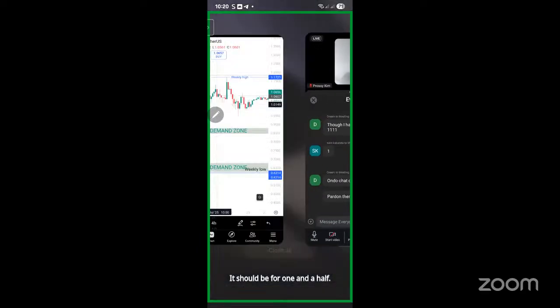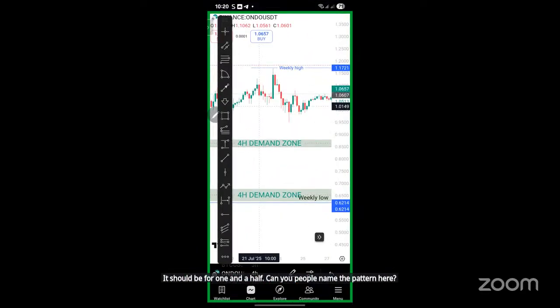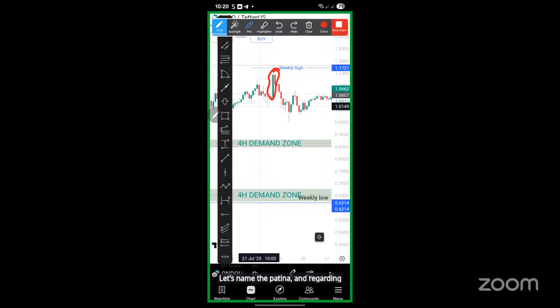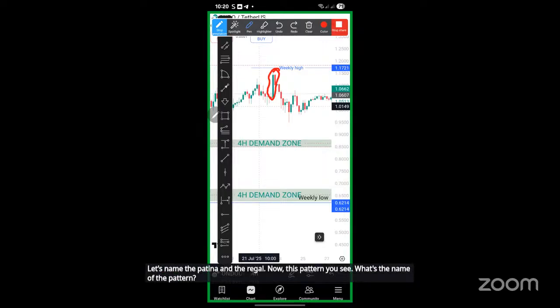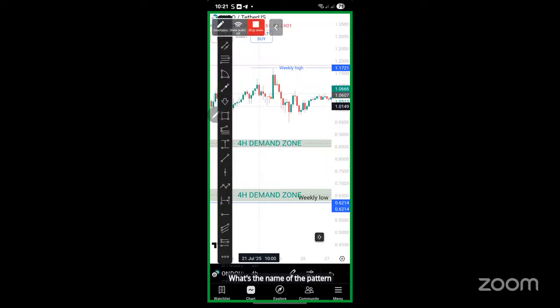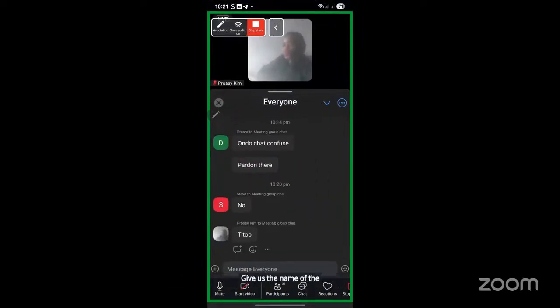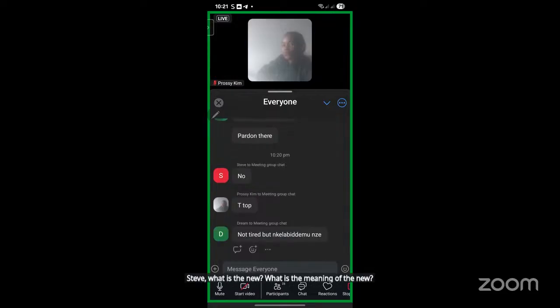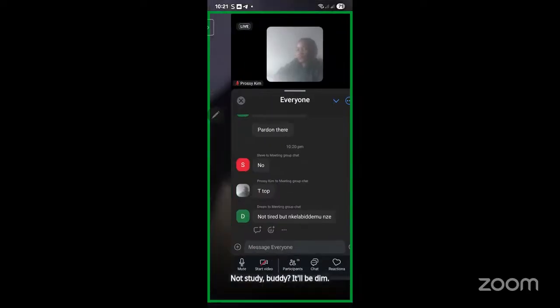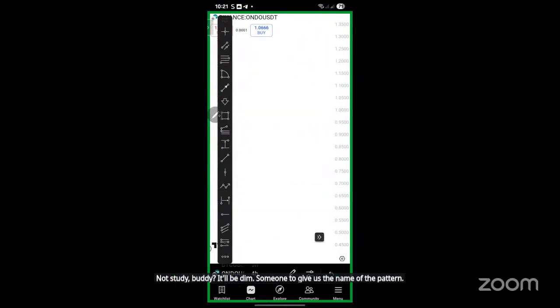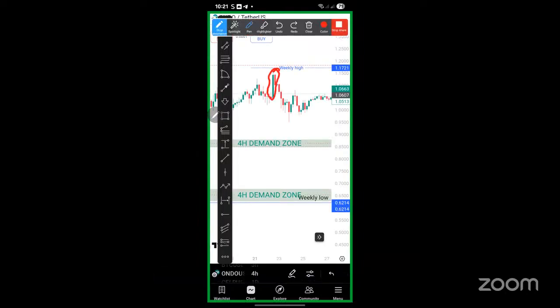Can you people name the pattern here? Let's name the pattern and we go. What's the name of the pattern that you are seeing here? Give us the name of the pattern. Somebody give us the name of the pattern. You people, name that pattern.